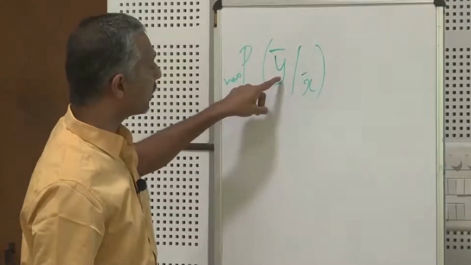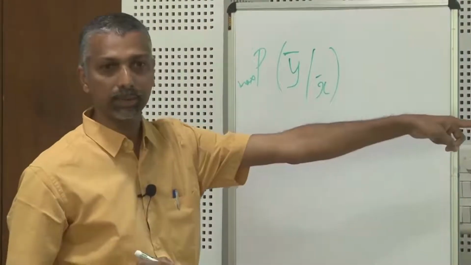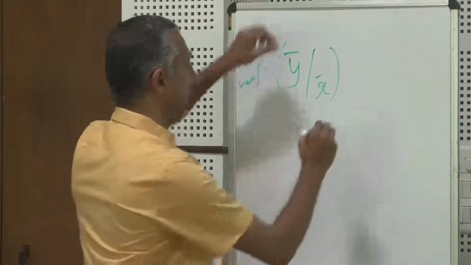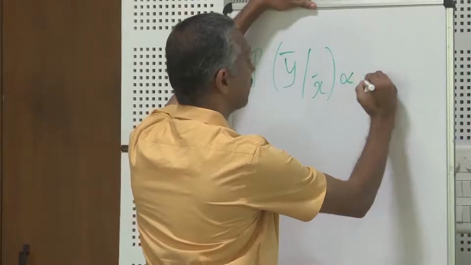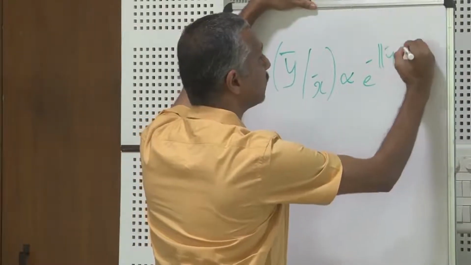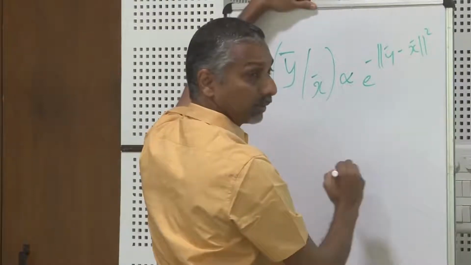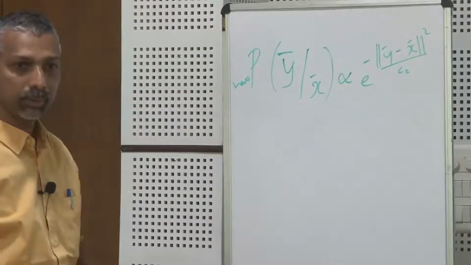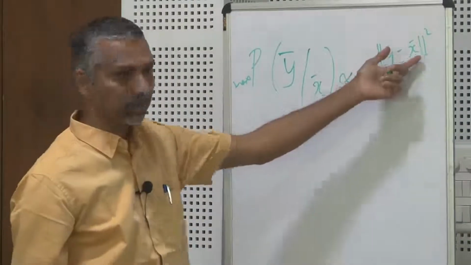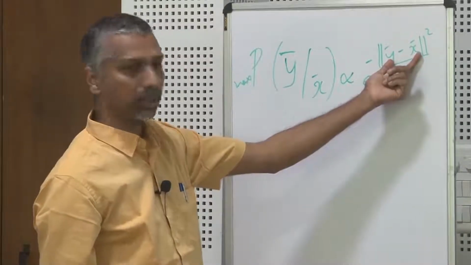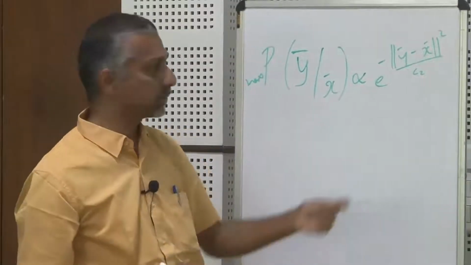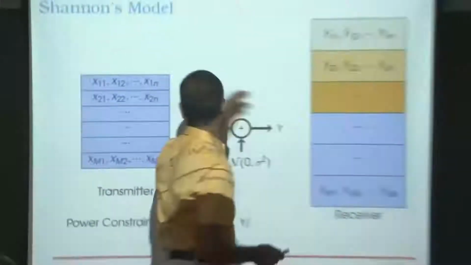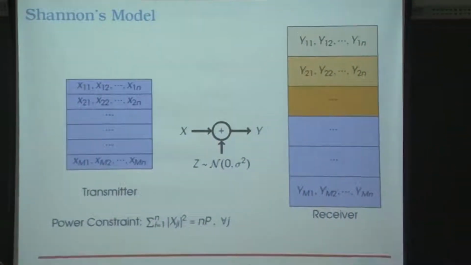But y bar is nothing but x bar plus z bar. z bar is a Gaussian vector, and they are IID Gaussian vectors. So you can say that this number is proportional to e to the power minus the distance between them, and then there was another constant, let us put C2 here. What you want to maximize means you want to minimize this. Minimize means that you have to pick the one which is the closest to the y, because the L2 distance we are talking about, correct. So we take the L2 distance and declare the code word.